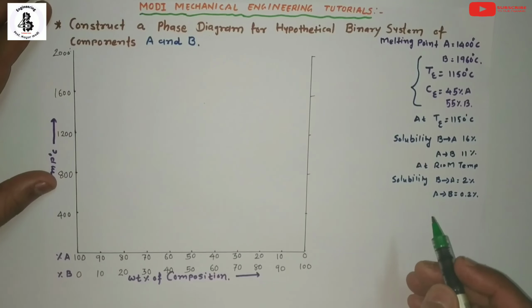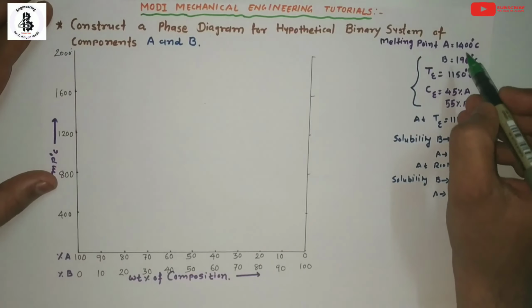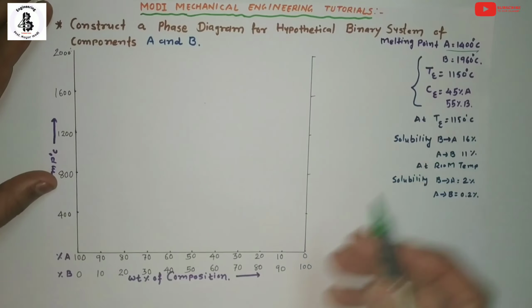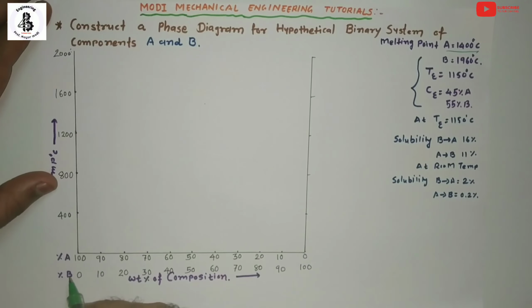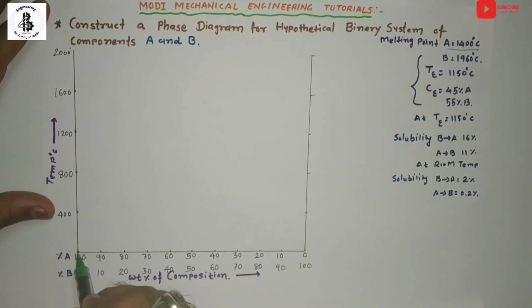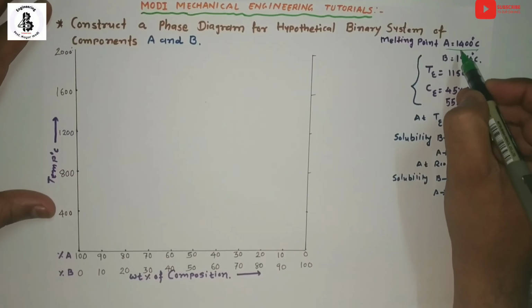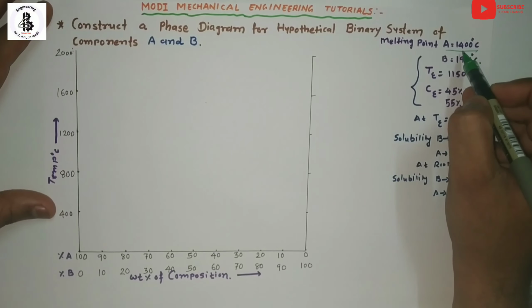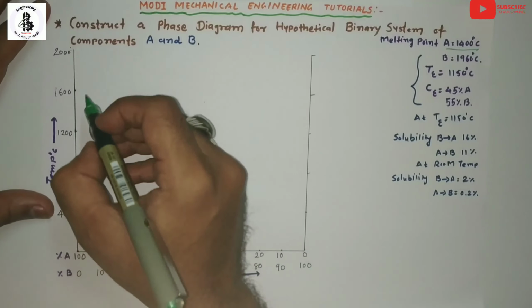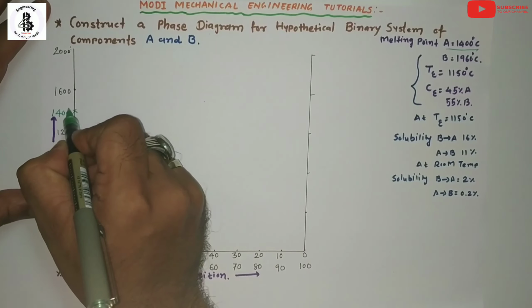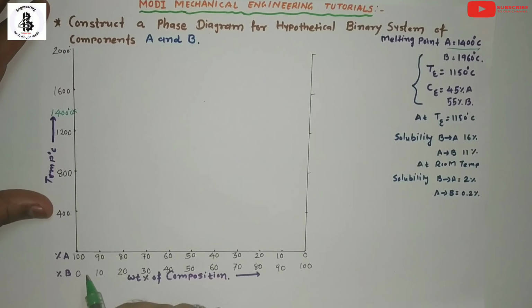Now I am interested in making different points according to the melting points of A and B. Starting with the melting point of A, take a point at 100% of A material, which acts as a pure metal. Here that will be the point of 100% of A, according to its melting point. For a pure metal the melting point is the same as the freezing point, right? So 1400. Make a point in between these two. So 1400 degrees centigrade will be the melting point of A.